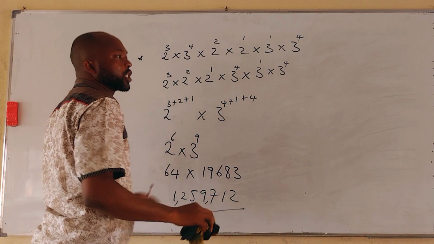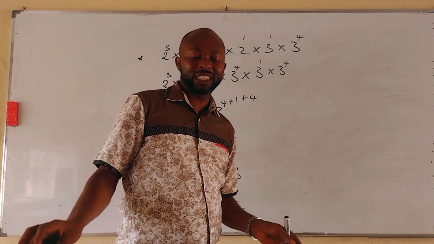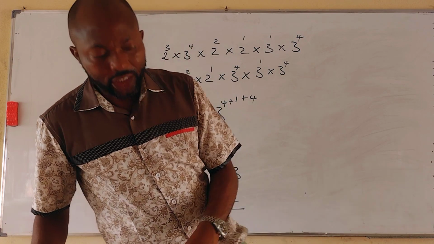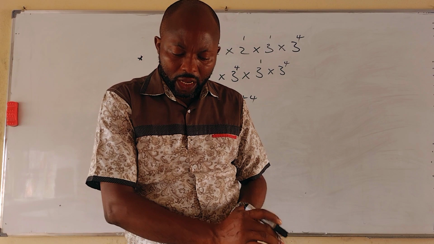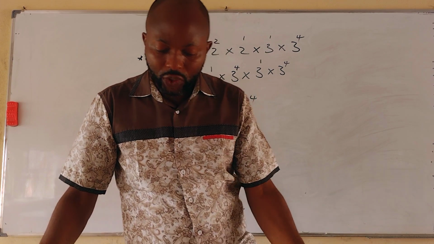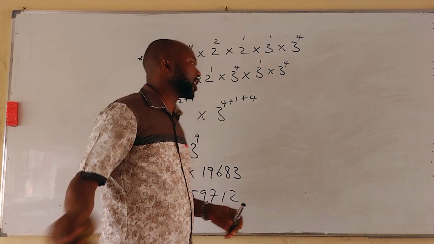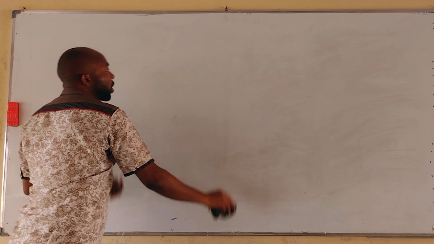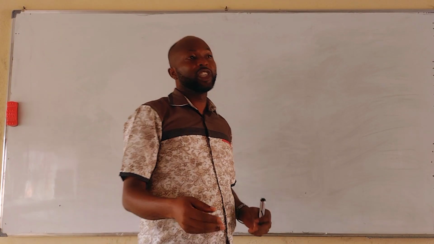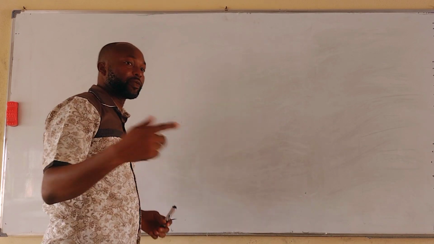In the division law, it says when numbers with equal bases are divided, the divisor will be subtracted from the dividend. With equal bases, the power of the divisor is subtracted from that of the dividend. So let's go the other way. When numbers with equal bases are multiplied, the powers are added.